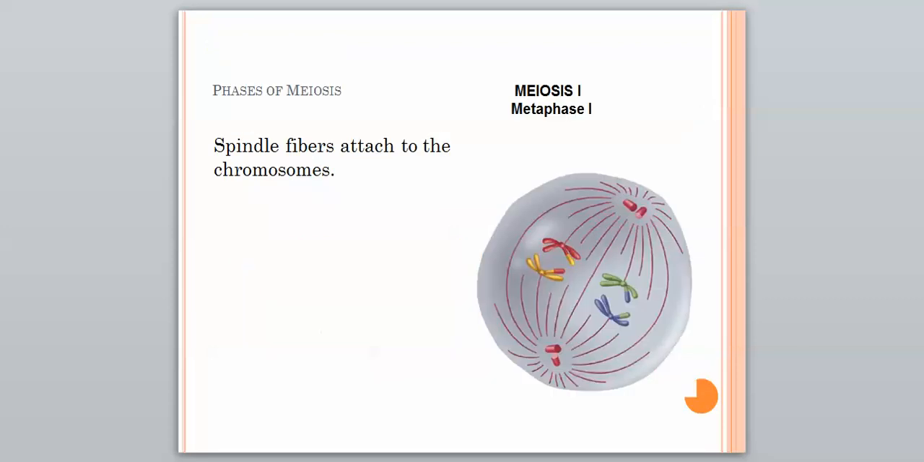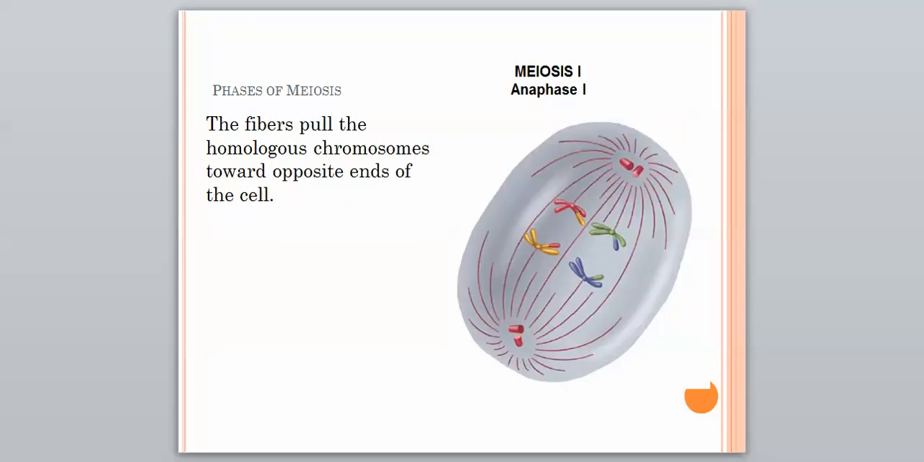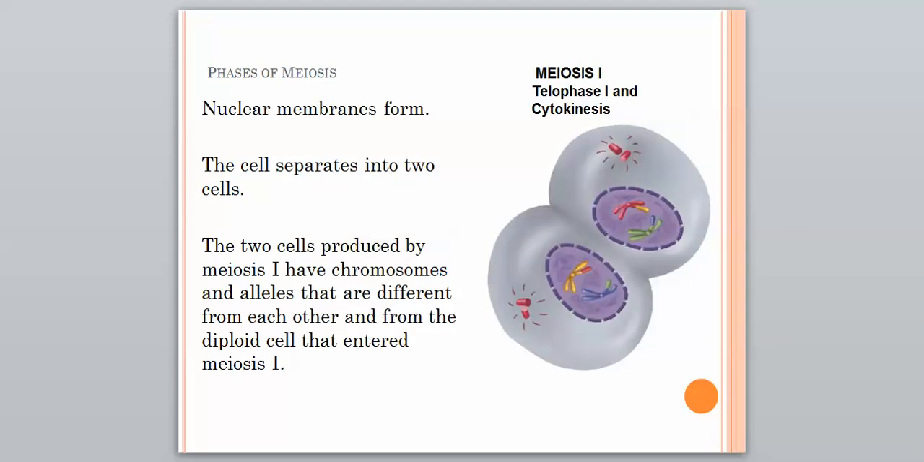Then during metaphase 1, our spindle fibers attach to the chromosomes, which is the same as what happens in our other stages. In anaphase 1, the fibers pull the homologous chromosomes towards opposite ends of the cell. This is all review. The main difference is that our chromosomes have crossed over. They've exchanged information with other chromosomes. In the last stage, the nuclear membranes form and the cell separates into 2 new cells.